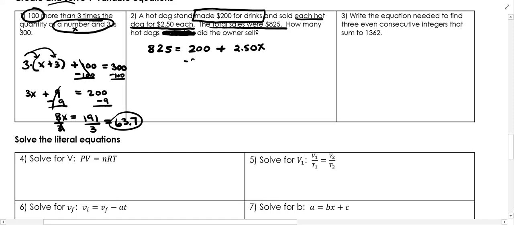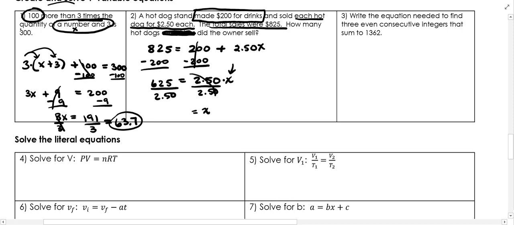And now we just solve. $625. All right, and to isolate x, this is multiplication, so we need to get rid of 2.50. All right, using our calculator, 625 divided by 2.5 gives us 250. So what does that 250 mean? That's the number of hot dogs that the owner sold.